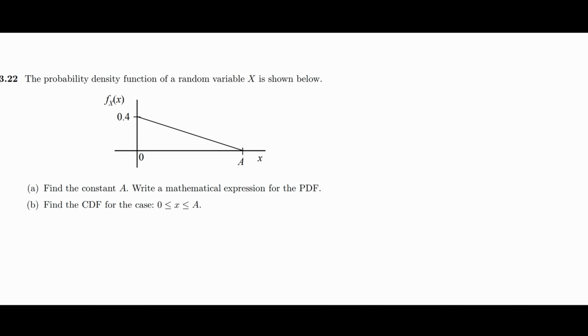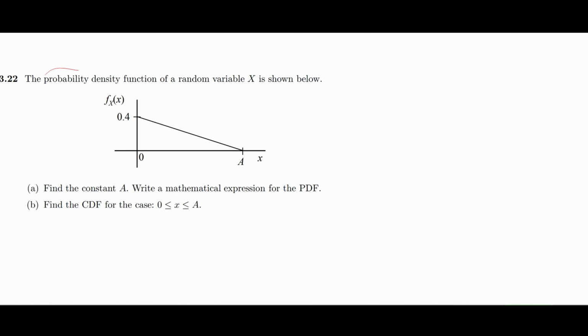The probability density function of a random variable x is shown below. We want to find the constant a, write a mathematical expression for our PDF, and find the CDF for the case where x is between 0 and a. So let's start off with part A.